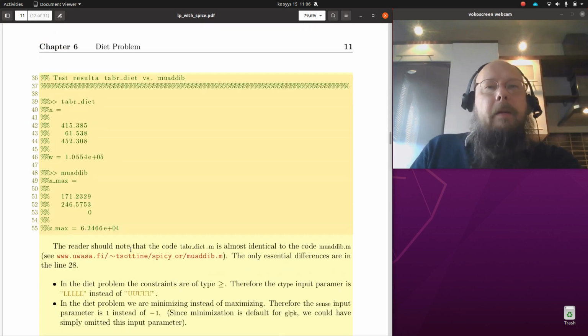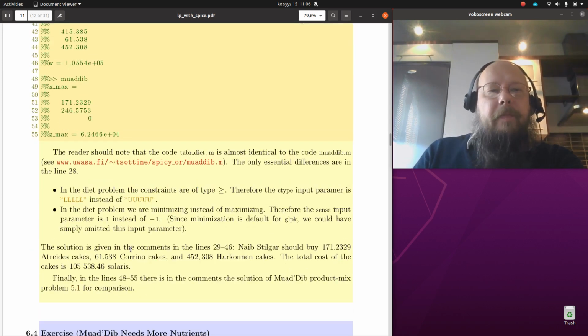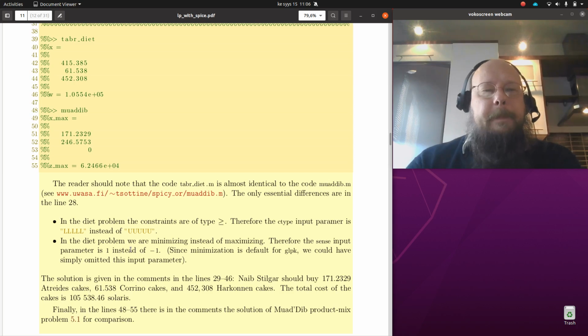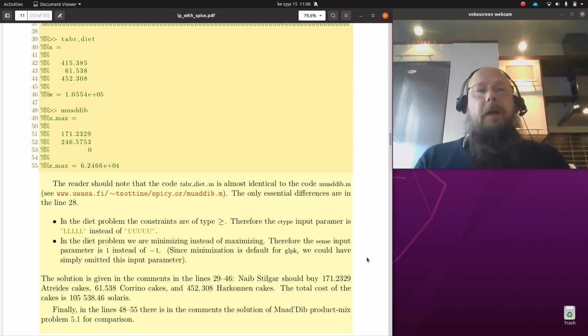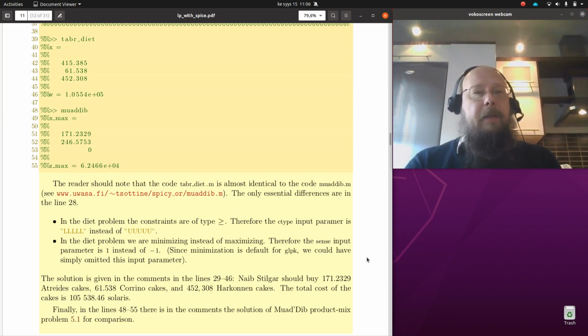All right, here on page 11, there is pretty much the same thing that I explained just a while ago. All right, now we have the solution. And let's not analyze it further except that we see that they are not the same. Modedeep and Tabor diet, they had different solutions.